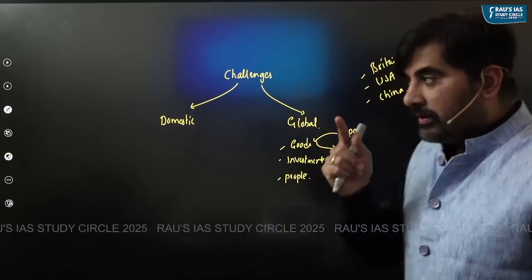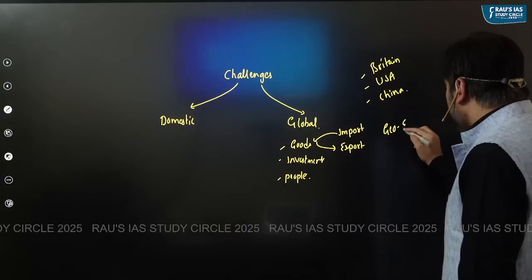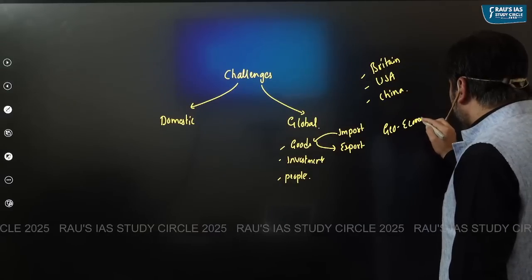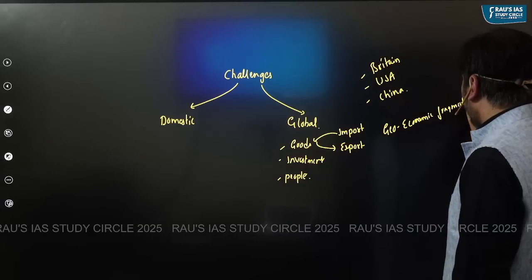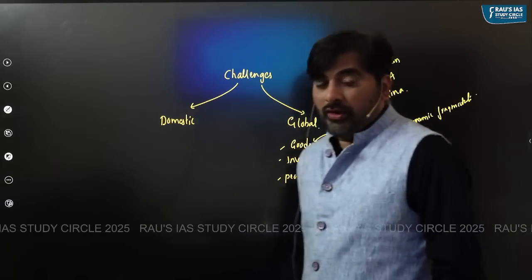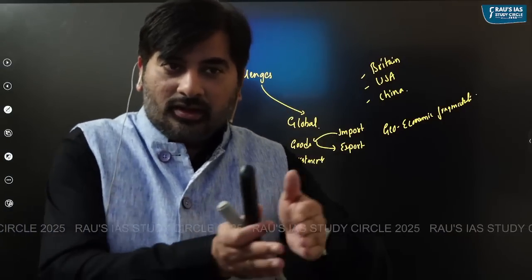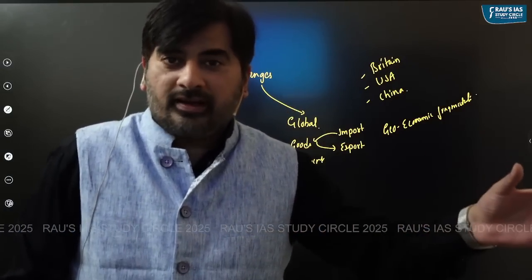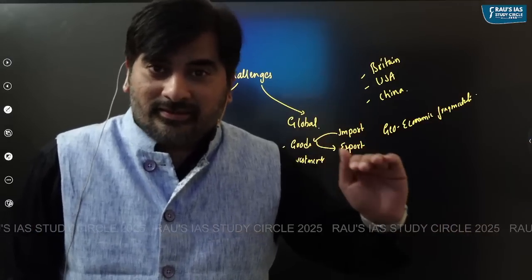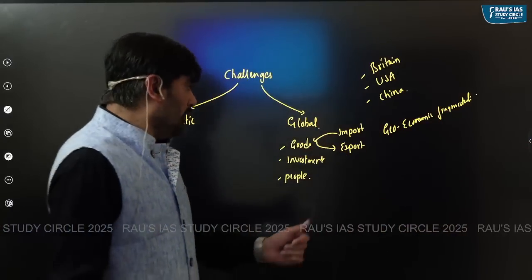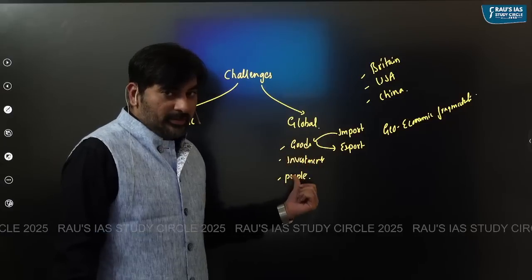For example, the economic survey this year has pointed out that we are witnessing what is called geo-economic fragmentation. Geo-economic fragmentation means slowly globalization is giving way to slowbalization. Slowbalization basically means there is restriction with respect to movement of goods, movement of investment, and movement of people.